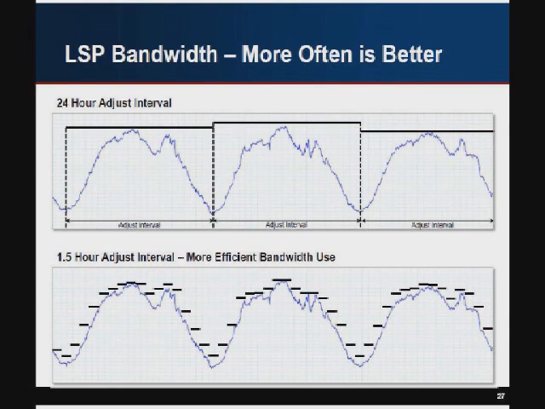And this becomes a problem when you have multiple LSPs that have different traffic patterns. You might have one LSP going towards a European router that has a different peak time than an LSP going towards an Asian router. So what you really want to see is something more like the bottom, which shows a 1.5 hour adjust interval. And this is making much more efficient use of the bandwidth.